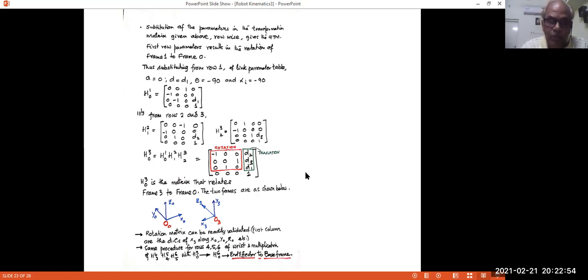Well, I have done this only up to the wrist center. You can extend up to the final frame O6 at the end effector by multiplying this H30 with H43 into H54 into H65. Well, that completes the development of homogeneous transformation matrices and creating the necessary information for the forward kinematics using DH convention.